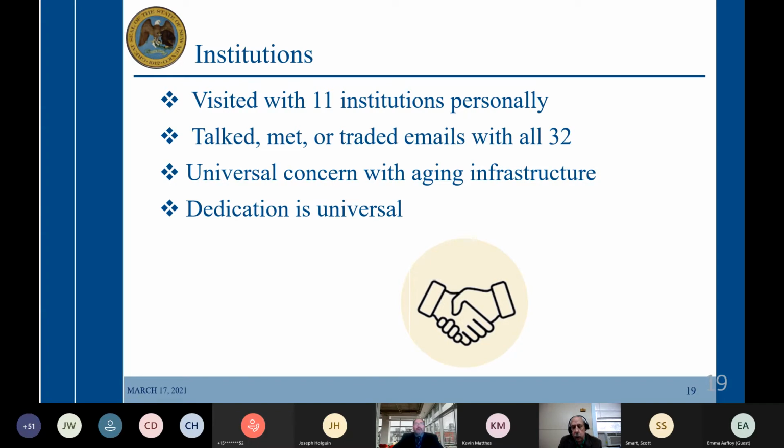One of the things that really stood out, the concern with aging infrastructure, was universal. I can say that there was not one person that I talked to that did not express concern of the condition of the facilities and the aging infrastructure. And to couple with that, I was really impressed. The dedication of all the people working in facilities is just phenomenal. I felt that way before, but I really came away convinced that the dedication of the facilities professionals and the people that are putting these plans together is just so impressive.